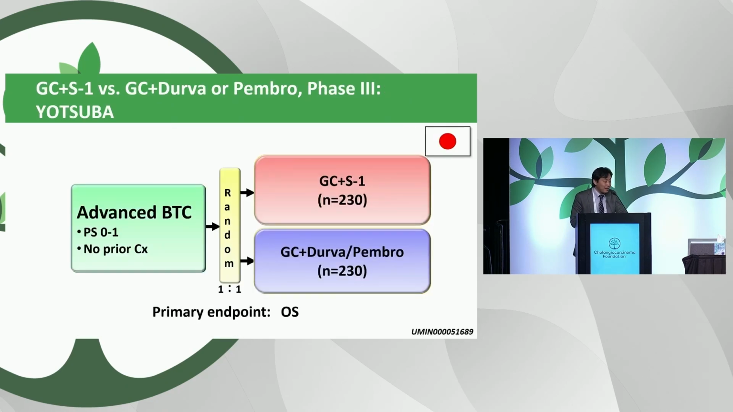Therefore, we are conducting a phase 3 trial of GC S1 versus GC Durva or Pembro. The primary endpoint is overall survival. At present, around 50 patients have already been enrolled in this trial.